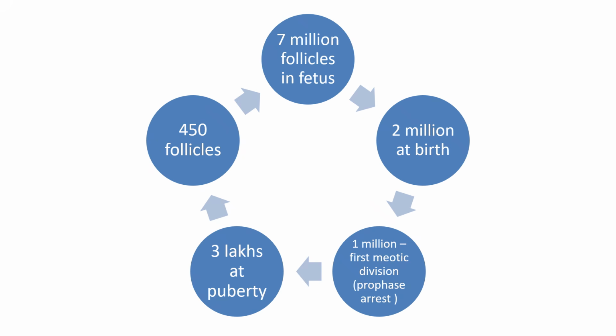And coming to the folliculogenesis, usually in fetus there will be around 7 million follicles, and at birth it becomes 2 million. And out of this, only 1 million undergoes the first meiotic division, and they are arrested in prophase 1. So prophase 1 arrest will be there. After that, during puberty, there will be only 3 lakhs of follicles remaining, and out of this only 450 follicles will be released, remaining all will undergo atresia.